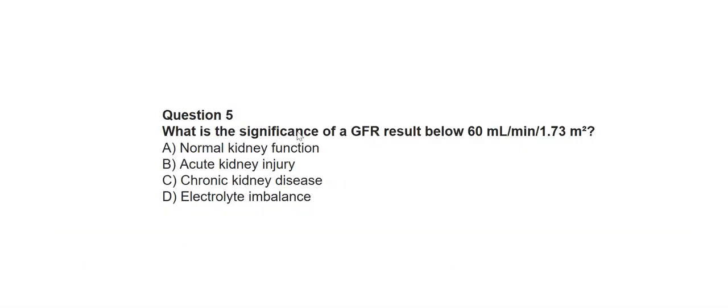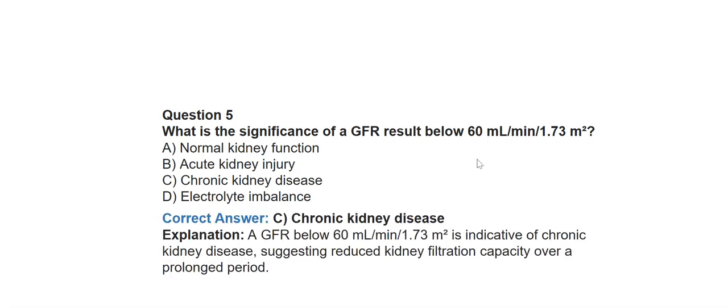Question 5. What is the significance of a GFR, glomerular filtration rate, result below 60 ml per minute per 1.73 meters squared, or m to the power 2? A, normal kidney function, B, acute kidney injury, C, chronic kidney disease, or D, electrolyte imbalance. So definitely we have a kidney problem, and most likely it will be C, chronic kidney disease, CKD. After a long term of kidney disease, the GFR will be below 60.